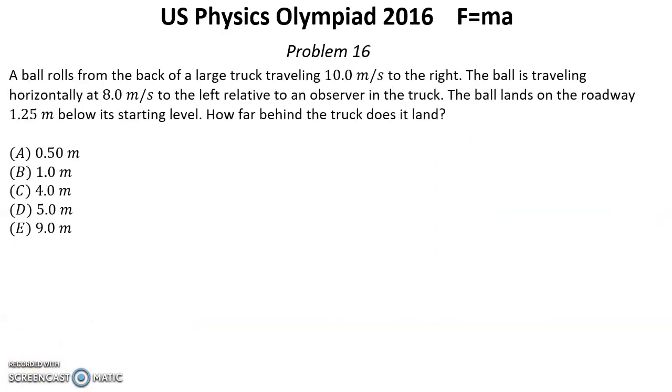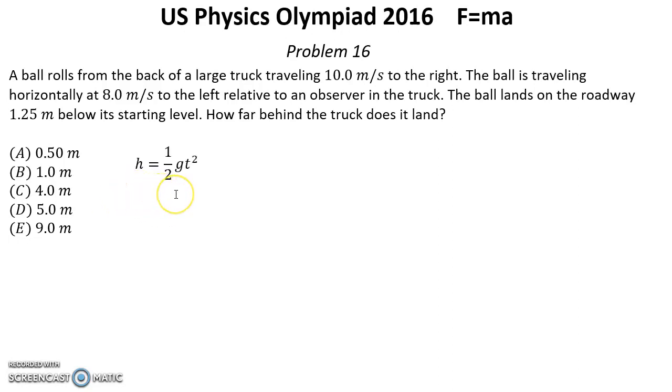Problem number 16. A ball rolls from the back of a large truck traveling 10 meters per second to the right. The ball is traveling horizontally at 8 meters per second to the left relative to an observer in the truck. The ball lands on the roadway 1.25 meters below its starting level. How far behind the truck does it land? Solution for problem number 16. First, we can write the equation for the fall of this ball.